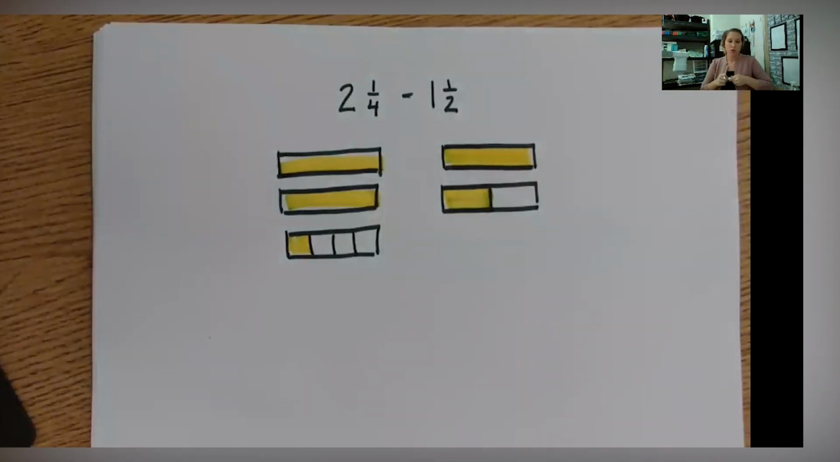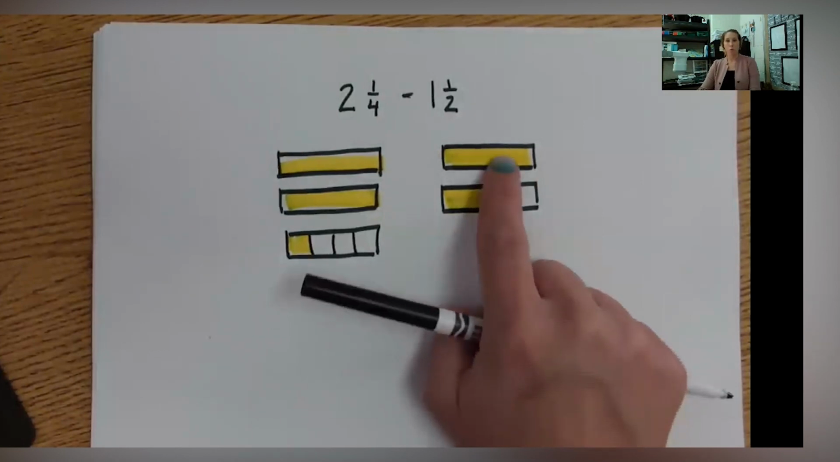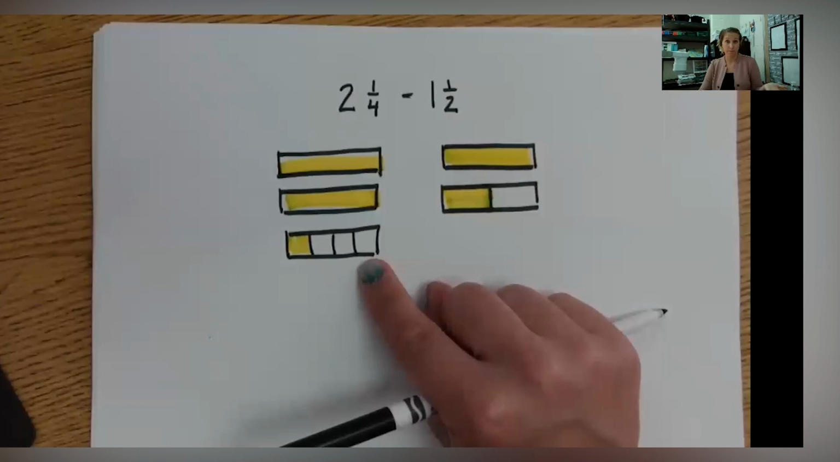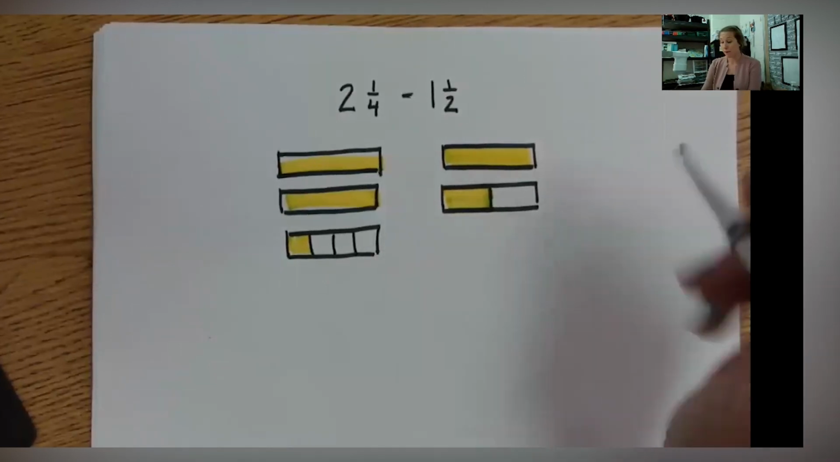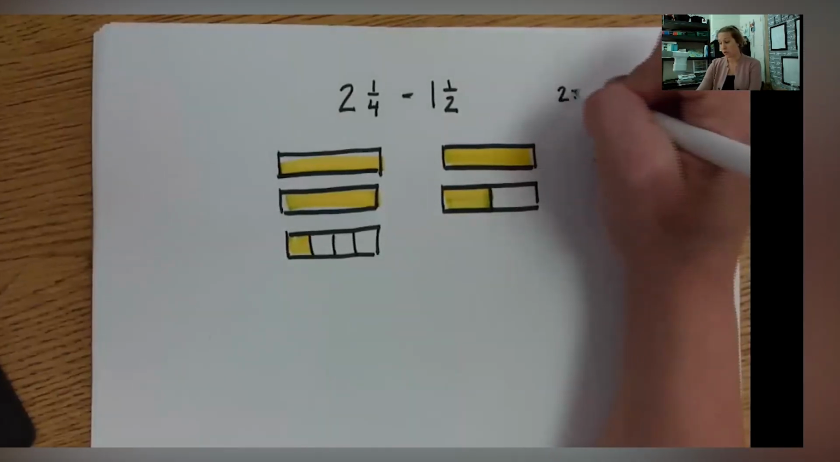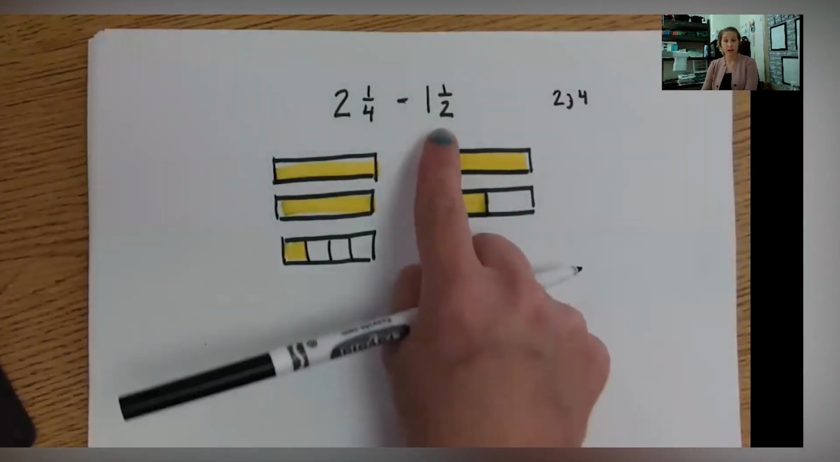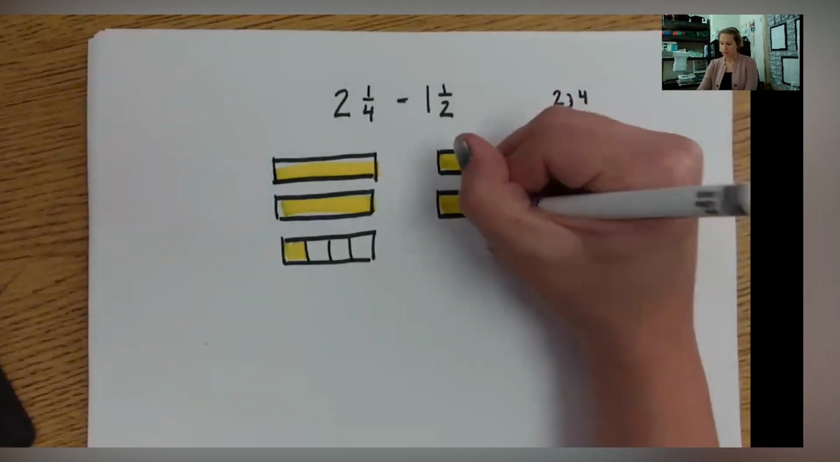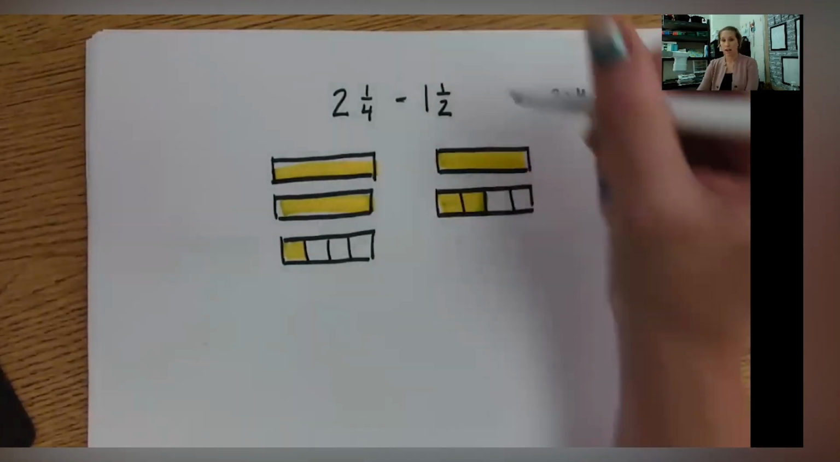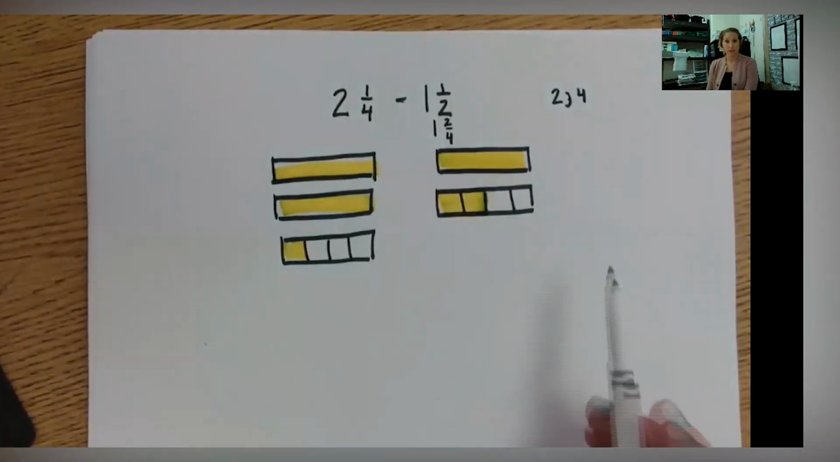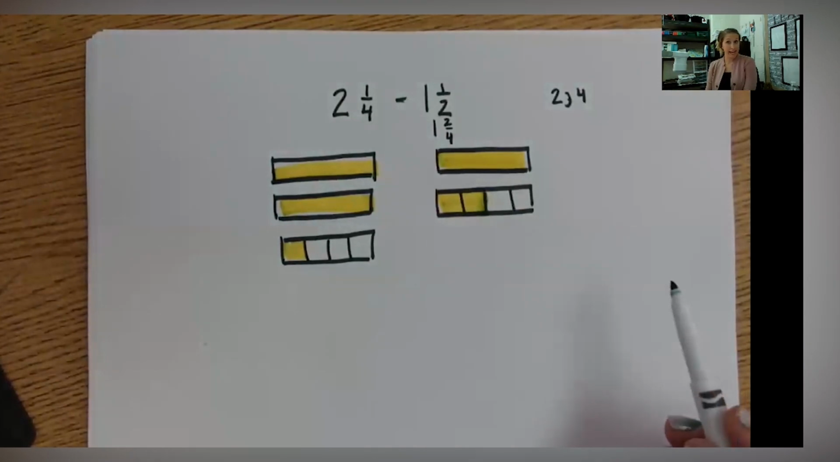Now, my question to you is, can I remove 1/2 from my model? No, I don't have a common denominator. So what could I do to get a common denominator? I heard somebody say that 4 was a multiple of 2. So I can cut my halves into fourths. So 1/2 is equivalent to 2/4.